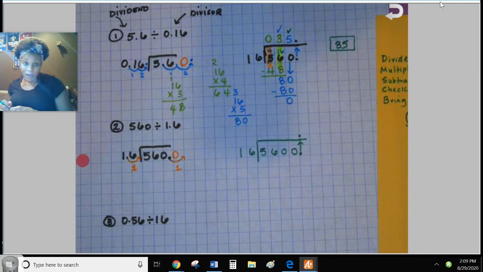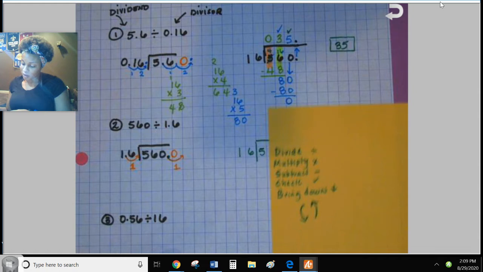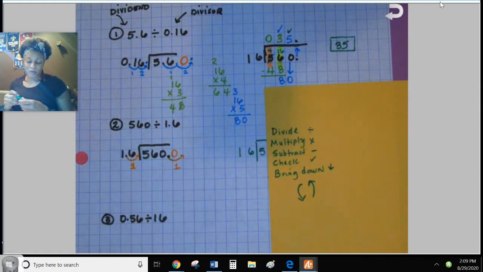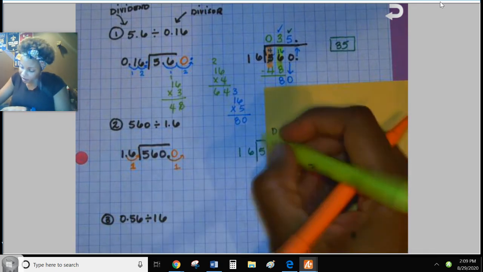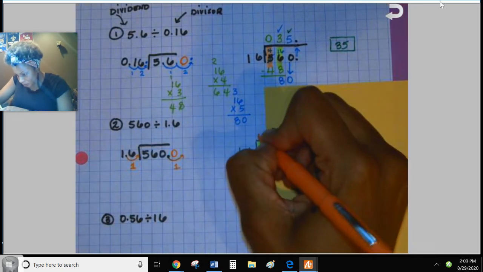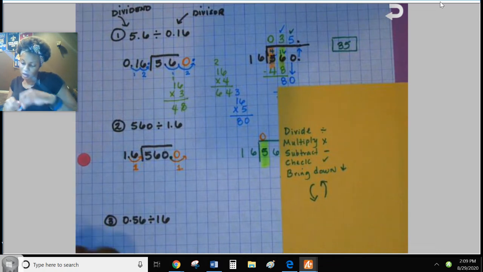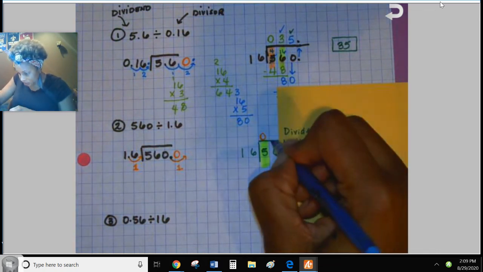5,600 divided by 16. So again, I'm going to grab my handy dandy piece of paper and I'm going to use it to help me divide. So the first thing is, how many groups of 16 in 5? Just like the problem above, there's 0, right? Let me highlight my 5 so you can see my line up. There are 0. There are no groups. So I'm going to slide my paper over. And now I'm dividing into 56.